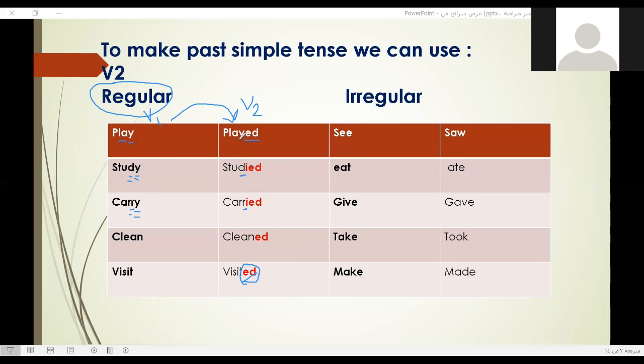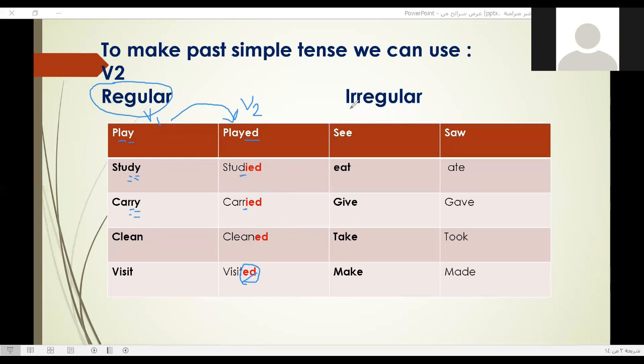Don't transform the y. When you have a vowel and y at the end of the verb, you just add ed. Otherwise, you add ied for the verbs that end with y. But when you have other verbs without y, just add ed. This is the regular form of the verbs.